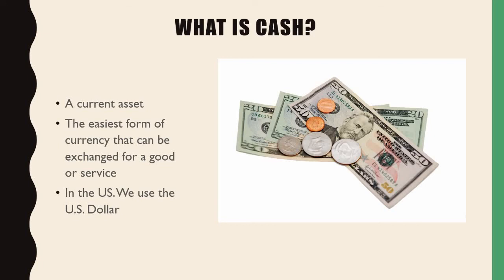Pretty straightforward, right? We live in the United States, so our term of cash is going to be the United States dollar, the US dollar. So basically what cash does is it's a form of some kind of means to trade for a good or service. We understand this especially when we exchange money to purchase and buy things.